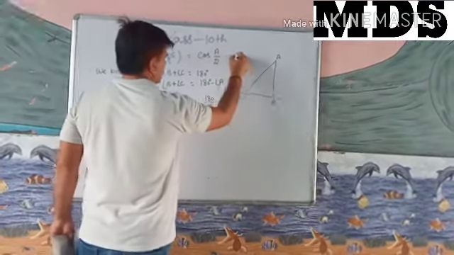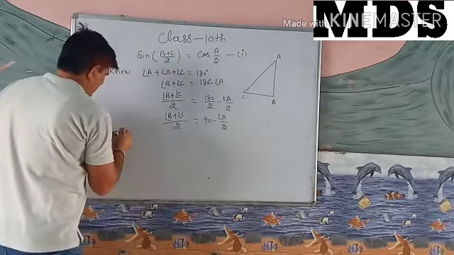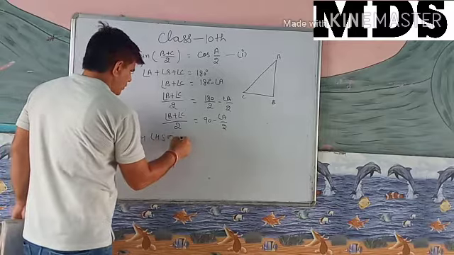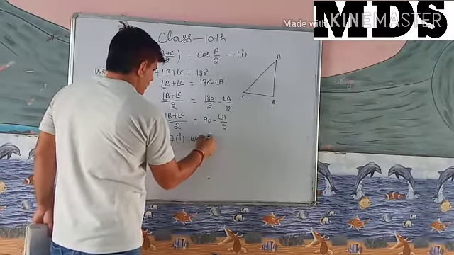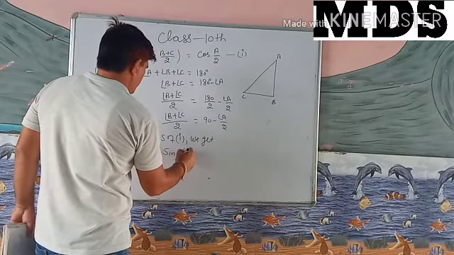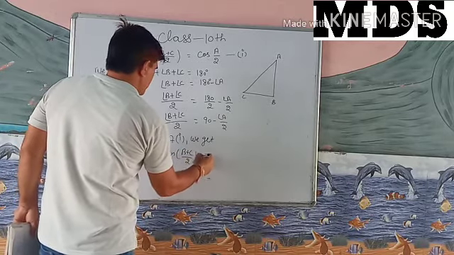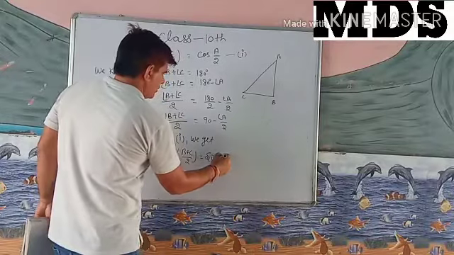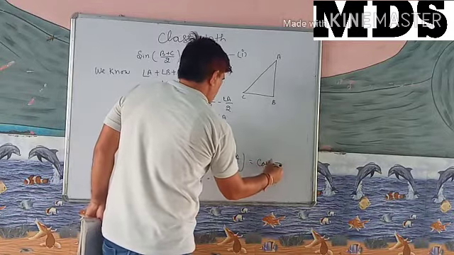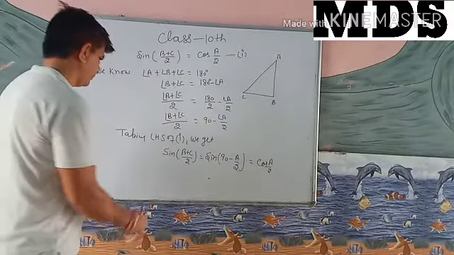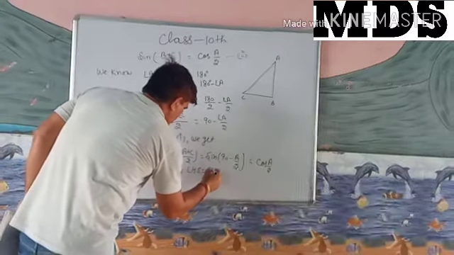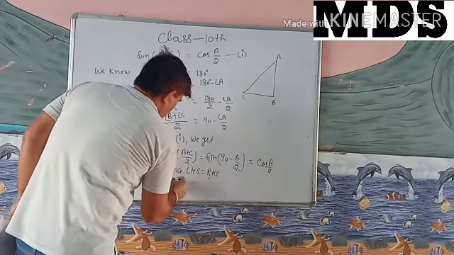So taking the LHS, we get sin of (B plus C) by 2 is equal to sin of (90 minus A by 2), and this is equal to cos A by 2. Hence LHS is equal to RHS.